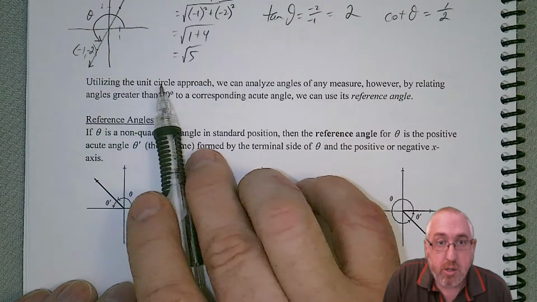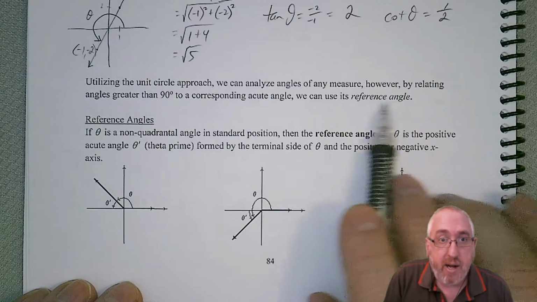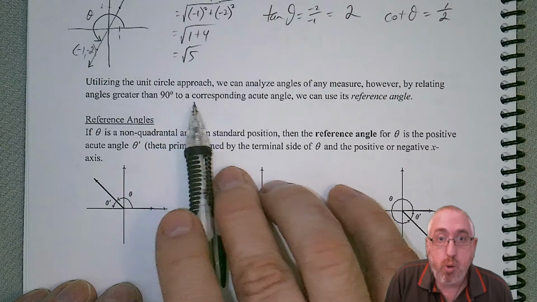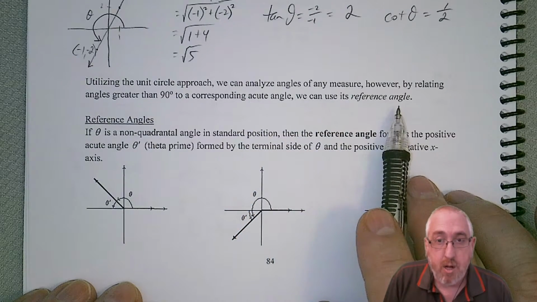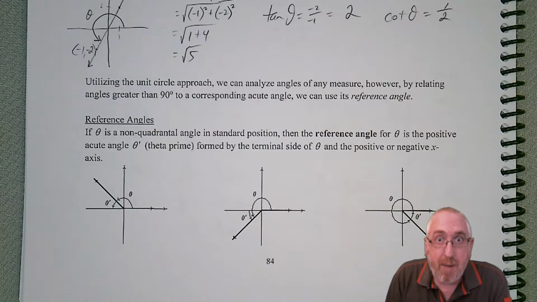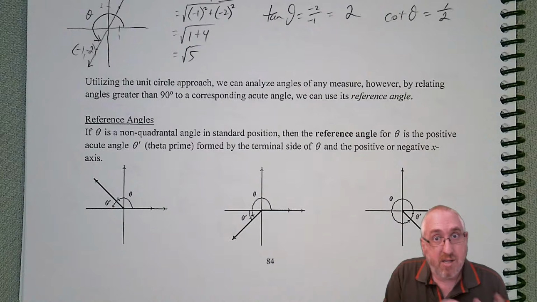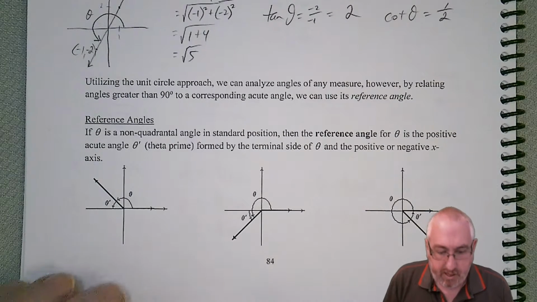So utilizing a unit circle approach, we can analyze angles of any measure. However, by relating angles greater than 90 degrees to a corresponding acute angle, we can use its reference angle. The whole point of this is because we know all of our trig functions are positive in the first quadrant. If we can somehow map it back to that first quadrant, we can get those values pretty easily, and then we just have to remember the positives and negatives when we're in different quadrants. So let's see what that's all about.